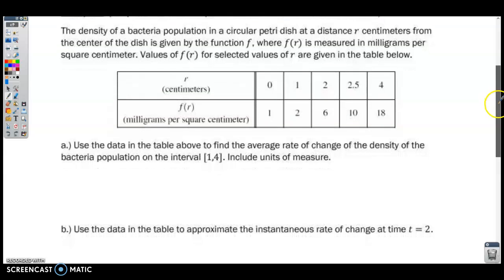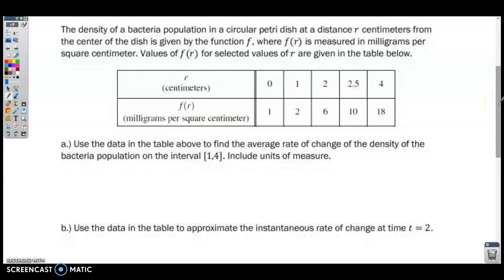The density of a bacteria population in a circular petri dish at a distance r centimeters from the center of the dish is given by the function f, where f of r is measured in milligrams per square centimeter. So all the important units are there, and we see they're given in the table as well. Values of f of r for selected values of r are given in the table below.